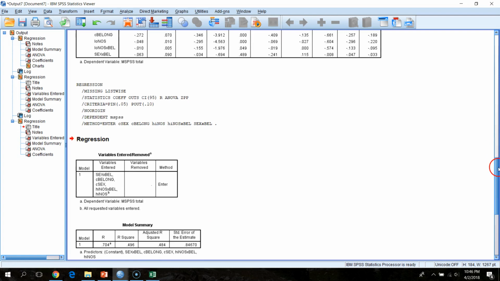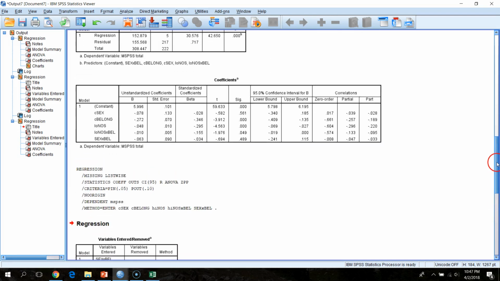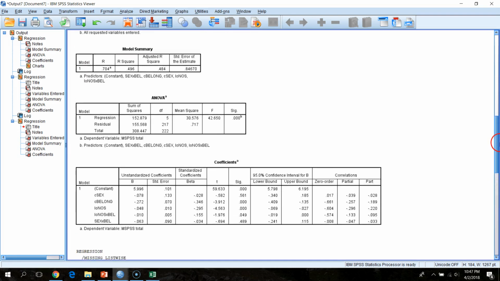By contrast, if I go down and take a look at the conditional effect of belonging on MSPSS total at high levels, I see that my constant has changed, but my effect for sex hasn't. My effect for NOS hasn't either. That's still the same. My interactions are the same, but what has changed is my conditional effect of thwarted belongingness. That's 4.13, again statistically significant, and then my part and partial correlations for my conditional effect.